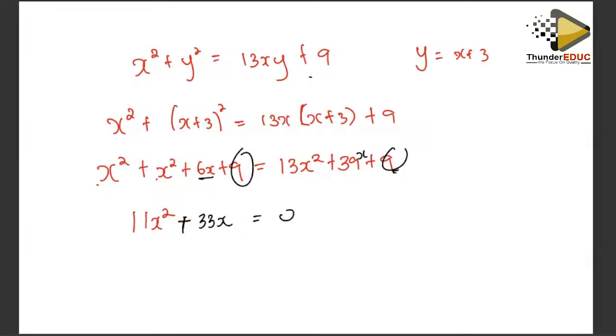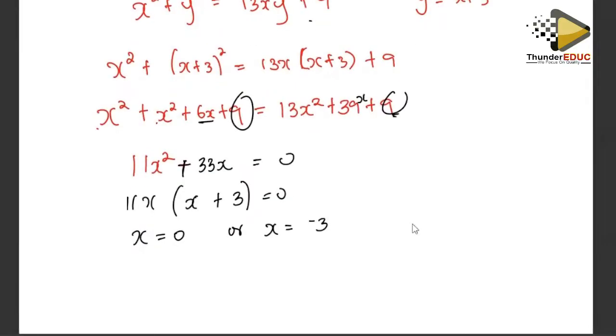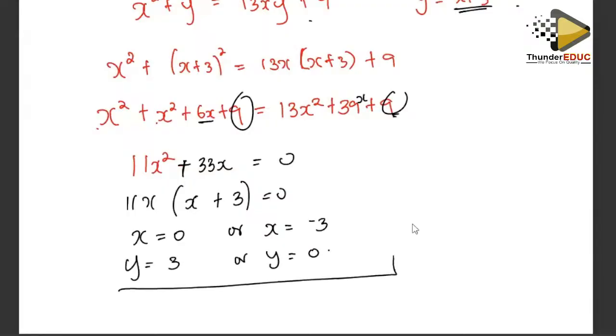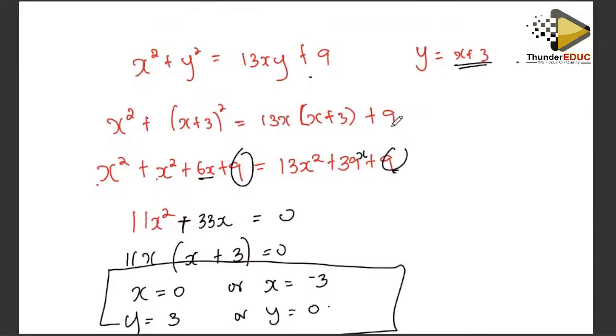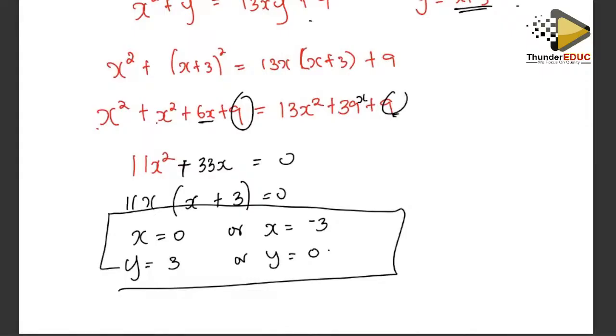Okay, we need to take out what is common, which is the 11x. And I'll have x plus 3. So focusing on the 11x, x is going to be a 0, or x is going to be a -3. Then I will need to substitute these values into the third equation that we got, meaning that y is going to be a 3, or y is going to be a 0. So that is how we would have claimed those 7 marks. Remember, you just have to be consistent and systematic to obtain all the full marks.